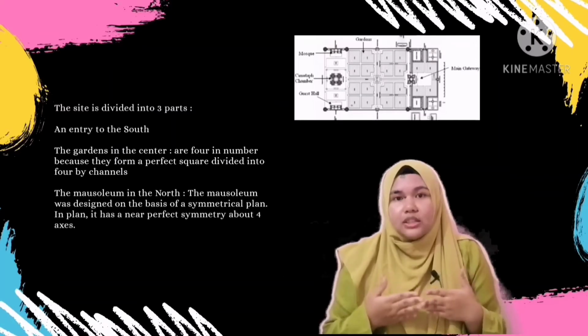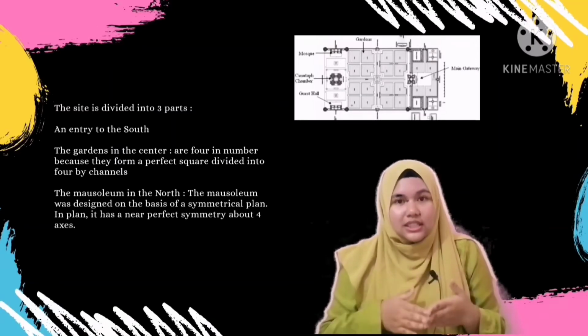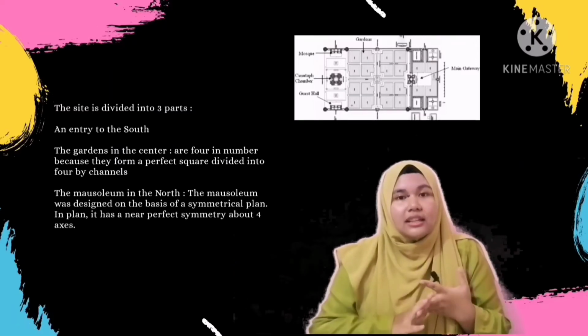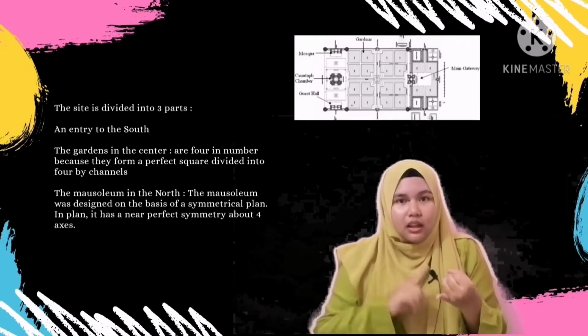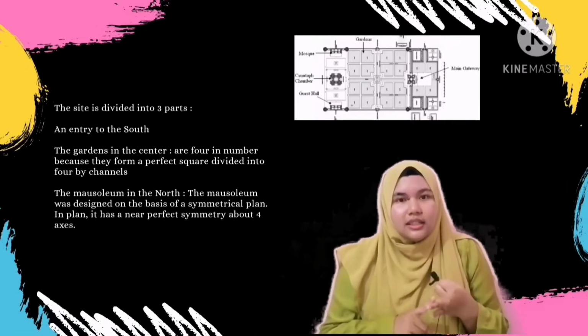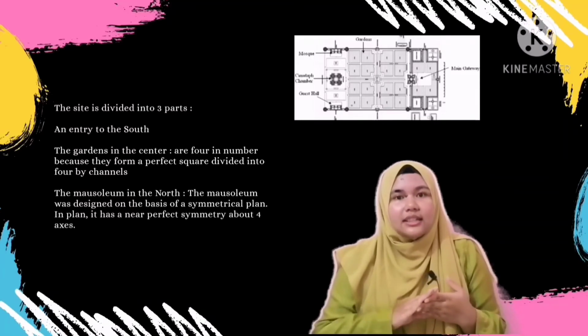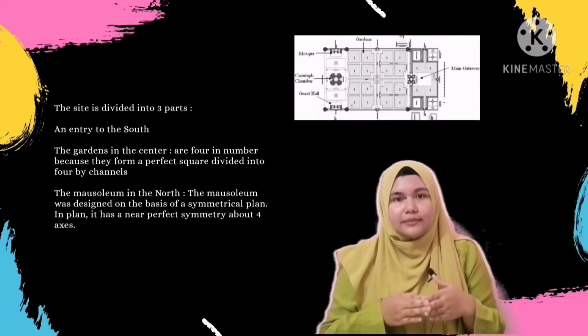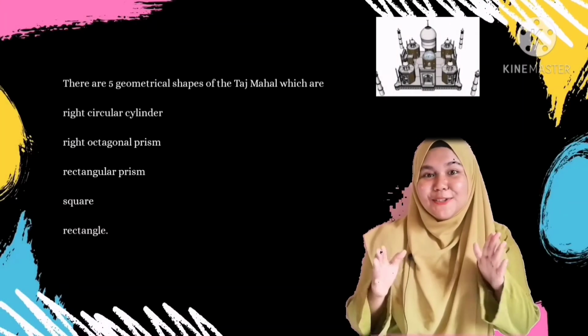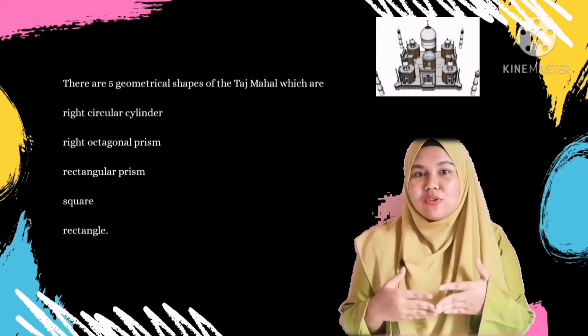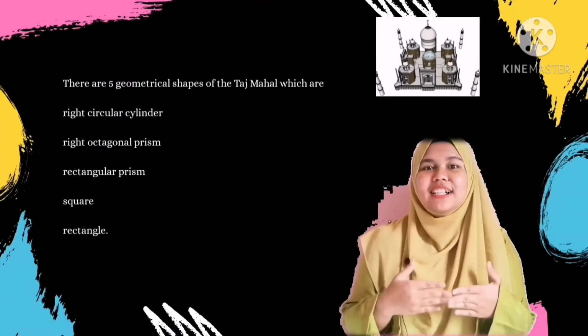Then, for our information, the Taj Mahal is much larger than what we think. It is divided into 3 parts, which are the mausoleum in the north, the garden in the middle, and an entry in the south. The garden is divided into 4 perfect squares. So now we know that geometric concepts play an important role in the Taj Mahal.